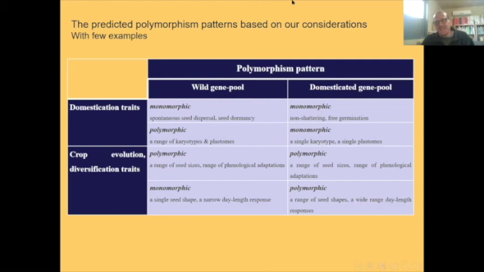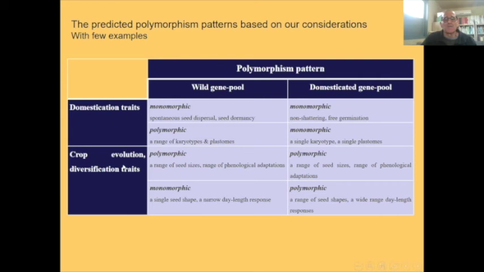So to summarize all this information, and I appreciate the fact that most of you may not have enough botanical or agronomic experience, we can arrange the different situations in such a table. If you accept the notion that we can define domestication traits, those crucial domestication traits like seed dormancy, for example, and put all the others like seed size, for example, under the category of crop evolution or diversification traits.